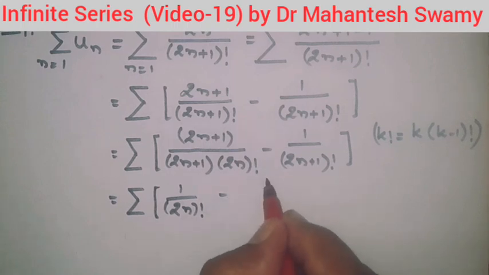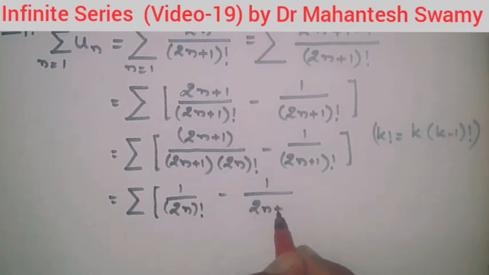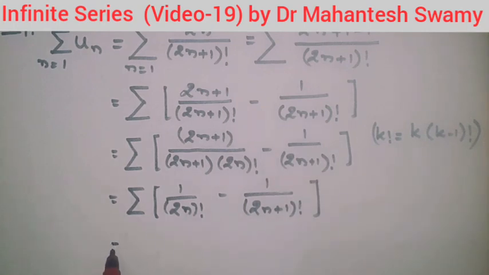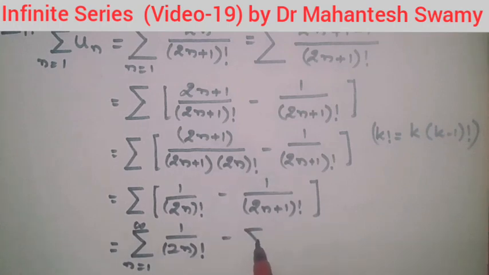The second term is 1 divided by (2n+1) factorial. So we are having these two terms. Onto these two terms we can take the summation. So let us have the separate summation onto these two terms, that is, summation of 1 divided by (2n) factorial, 2n in the bracket, factorial outside, of course, n runs from 1 to infinity, minus the separate summation here, 1 divided by (2n+1) factorial. Again n is running from 1 to infinity.